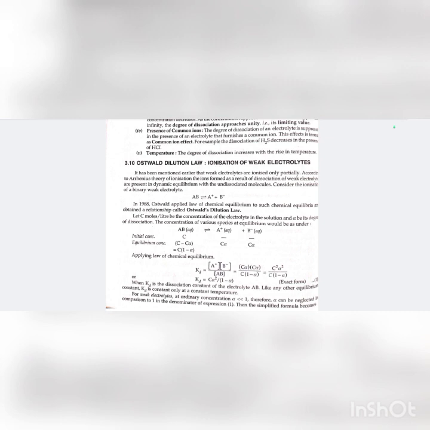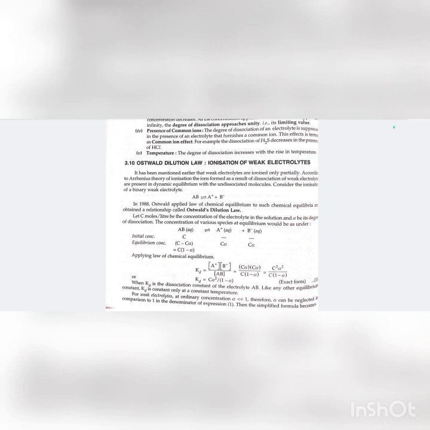In 1888, Ostwald applied the law of chemical equilibrium to such chemical equilibria and obtained a relationship called Ostwald dilution law. Let C moles per liter be the concentration of the electrolyte in the solution, and alpha is the degree of dissociation.